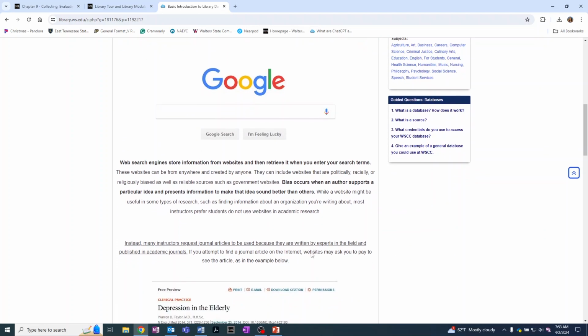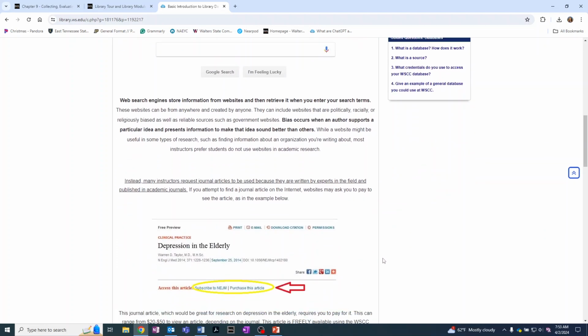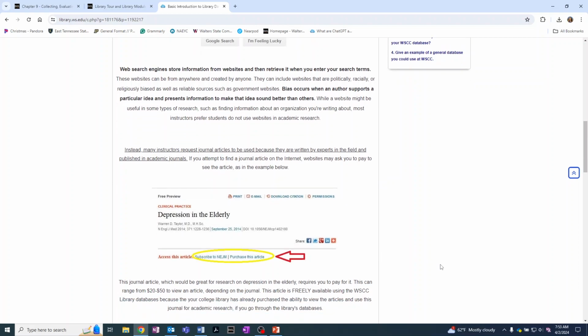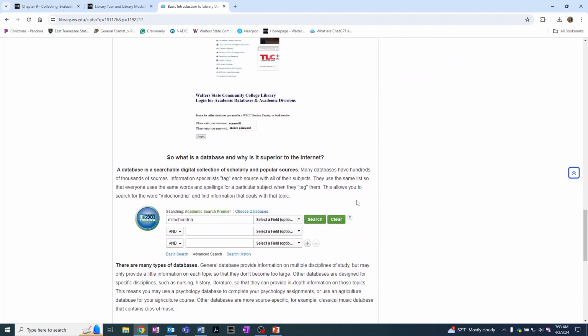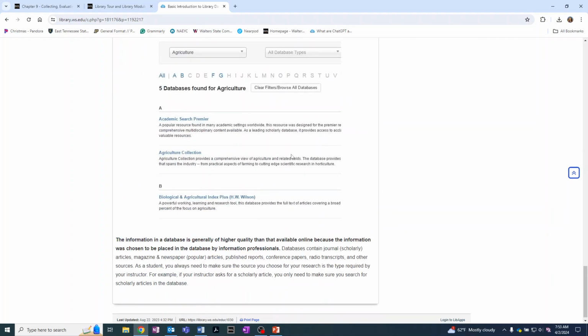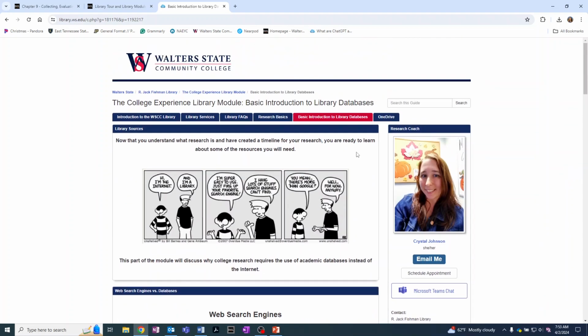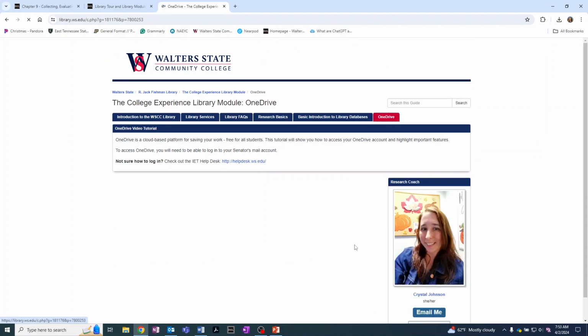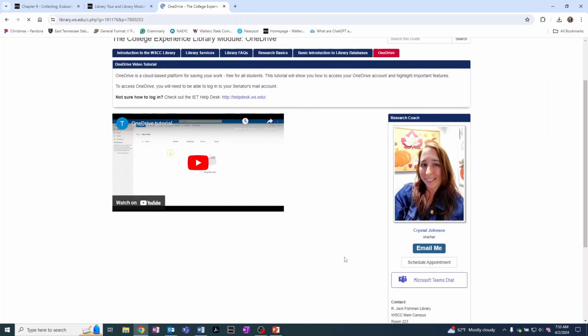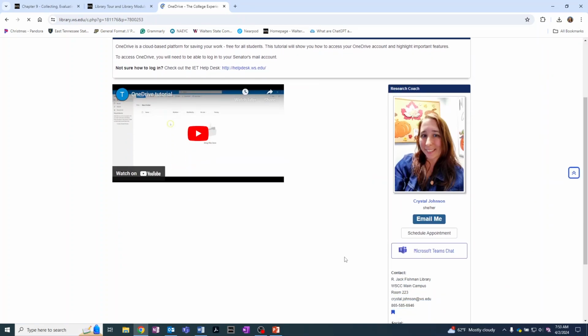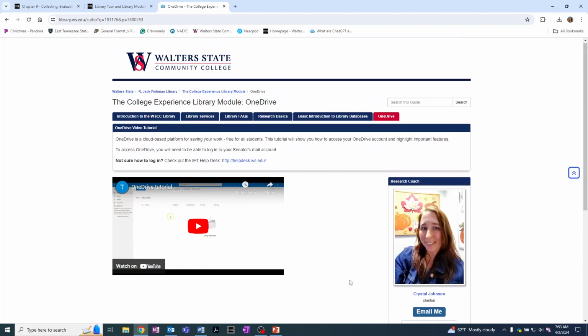Okay, so she talks about how you start using Google as a source to get you started. How do you look for reliable sources on Google, such as government websites? So this is very helpful. It also talks some more about the types of databases you're going to see in the library database. And then it talks about how you save your work using OneDrive, right? This is the cloud-based platform that's free for you as a Water State student. You can save your work.